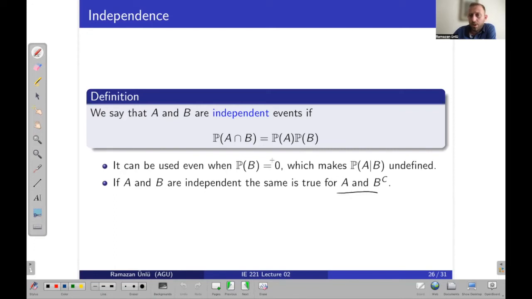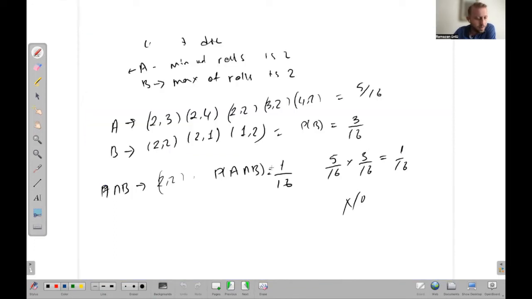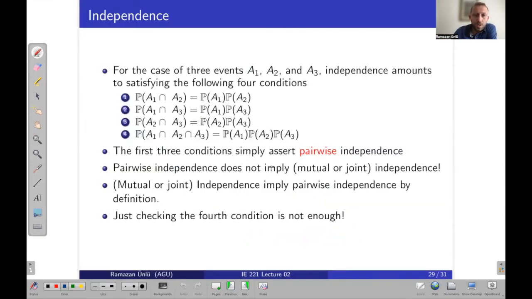Okay, we can generalize this to check the independence of more than two events. For the case of three events, independence amounts to satisfying the following four conditions. In summary, if three events satisfy these four conditions, we can say that they are independent.